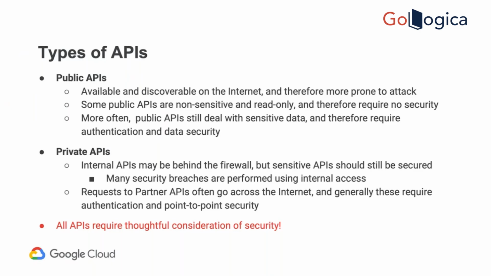So on a high level, these are the two kinds of API. But the overall conclusion is that regardless of whatever type of API it is, public or private, we have to make sure all the APIs get very thoughtful consideration from the security point of view.